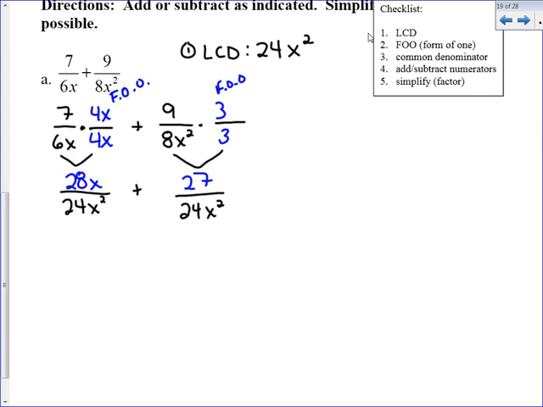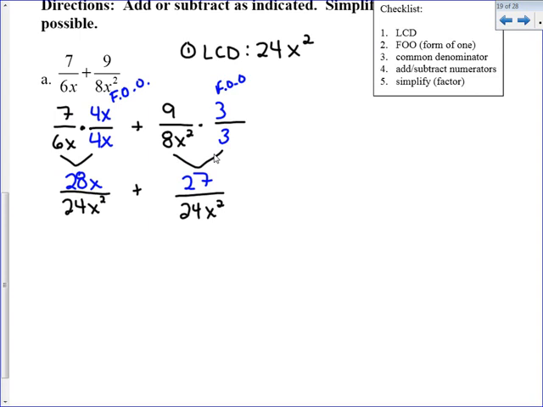So my common denominator has x squared in it. This denominator started out with only an x, so to get it to x squared, I need to multiply it by another x. Whereas this one is already set with x squared. So those are our new steps. We're not done with this problem yet.